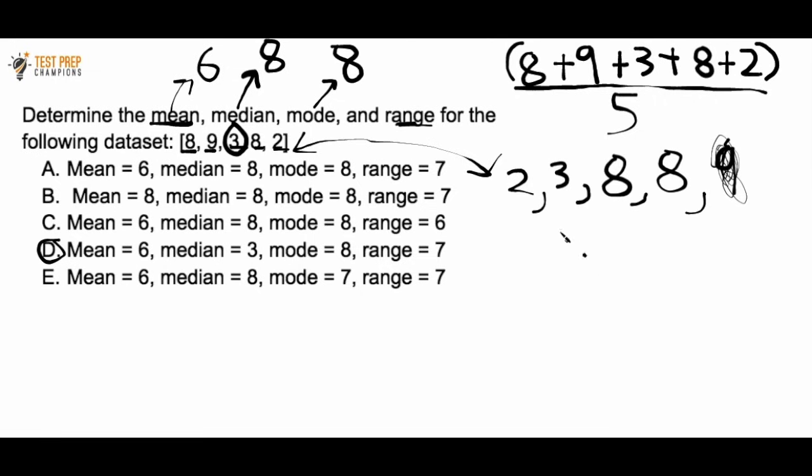The biggest number is 9. The smallest number is 2. So if I subtract them, 9 minus 2 is 7 here. So the range is 7.